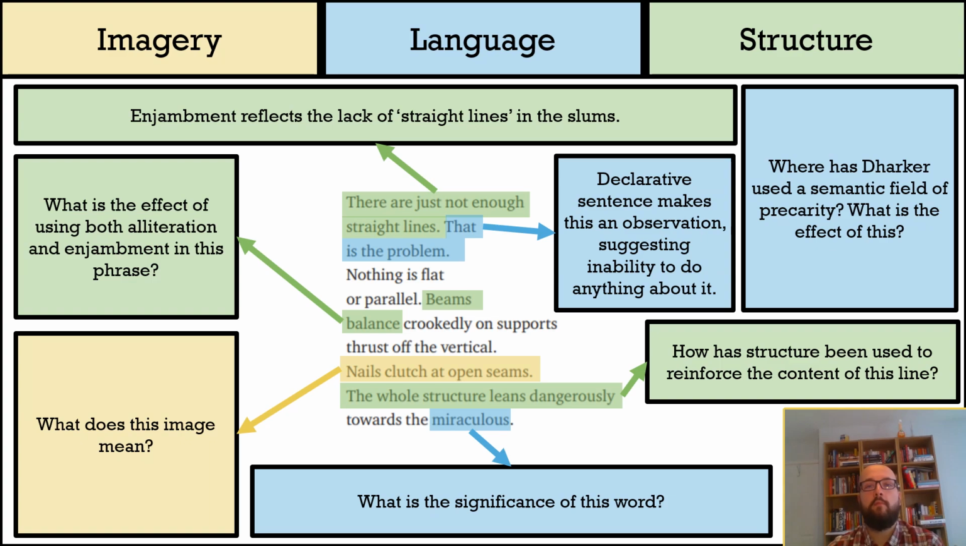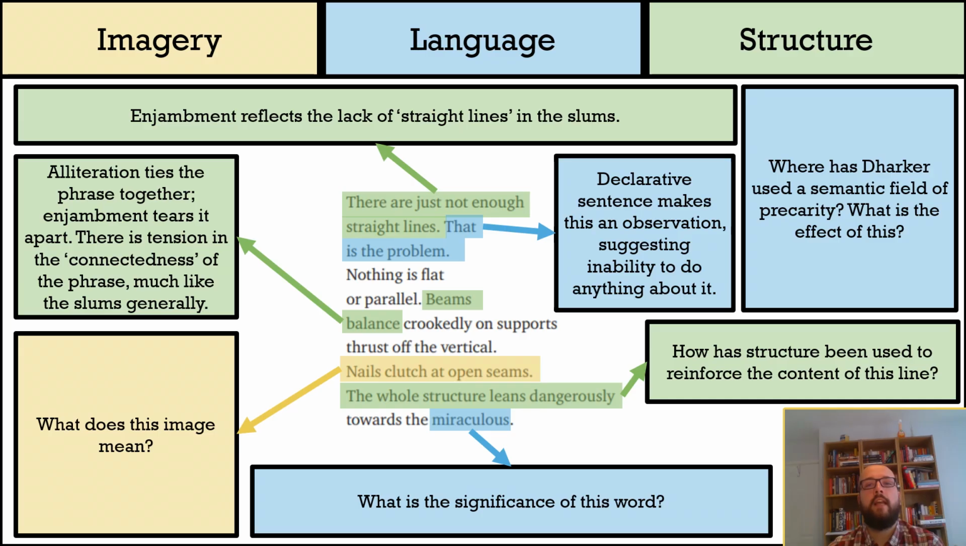That is the problem is a declarative sentence, which is a fancier way of saying a statement. The lack of emotion in the sentence makes it an observation rather than an enraged criticism. This suggests that the speaker of the poem is unable to do anything about the problem. Either they are too far removed from it, or they are too entrenched within it.